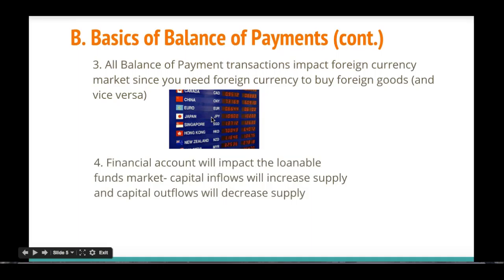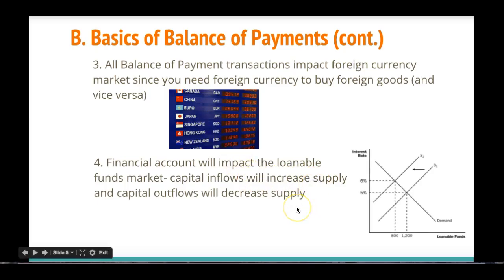And then lastly, the financial account will also impact the loanable funds market. Because remember, we talked about capital inflows. And capital inflow is basically foreign savings. And so when foreign savings goes up, some of that money is used in investment spending. And so some of that money will increase the investment spending. So capital inflows will increase the supply and capital outflows will decrease the supply.